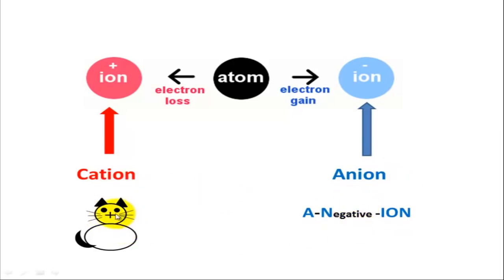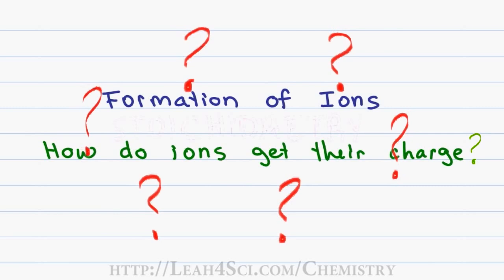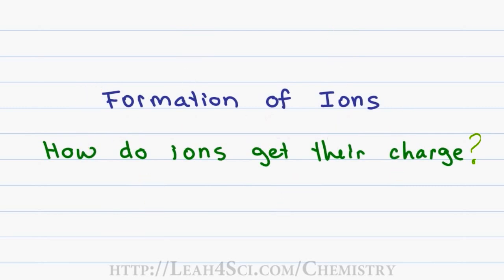Now, moving on, what's there for an ion? Formation of ions. How do ions get their charge? Those are the things you have to look at. Let's refer to the demonstration that we just had. How do ions get their charge? We have what we call the octet rule. What is the octet rule? Octet stands for 8.